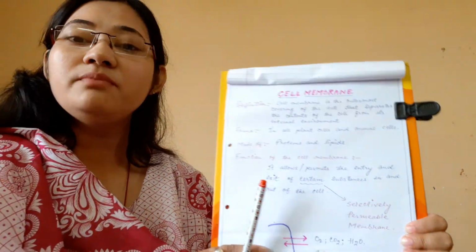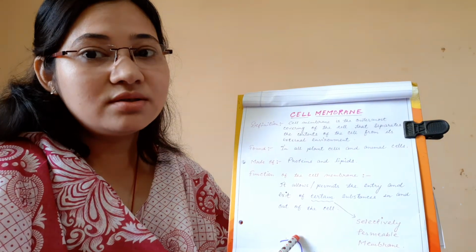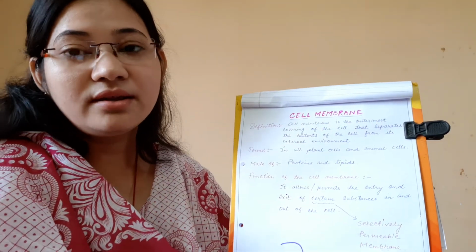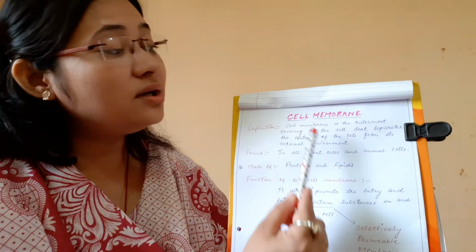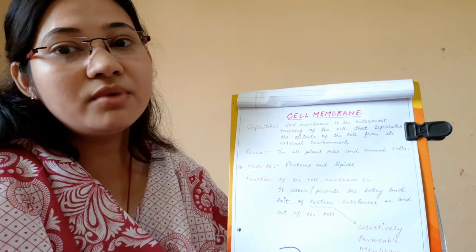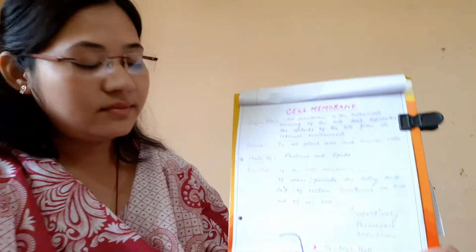The most important point, because in this particular video, we are also going to discuss two important processes, that is diffusion and osmosis. Those two important processes are related to the properties of the cell membrane. So let us see the function of the cell membrane.